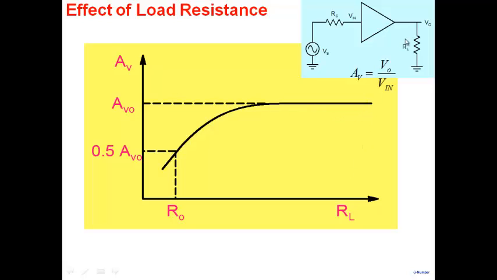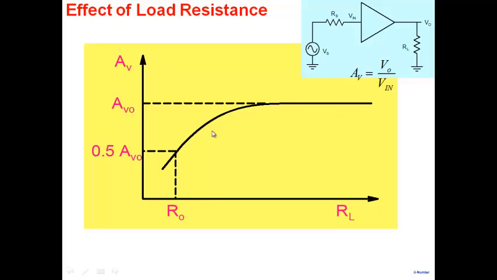Now, as I steadily reduce my RL, what happens is gain remains constant up to a while, and then starts dropping. Starts dropping and keeps on dropping. A stage is reached where, for example, the gain has dropped to half its open circuit value here. And it will drop at a particular value of load resistance, RL, and that value of load resistance is what we call as output resistance.